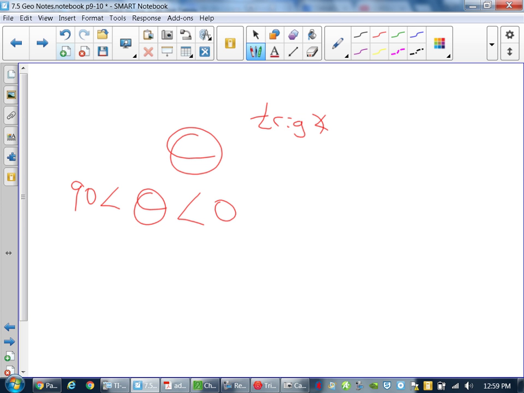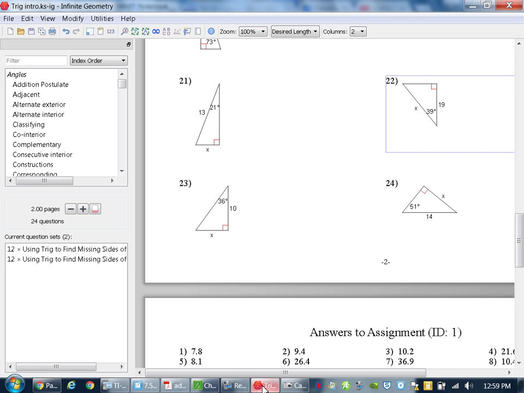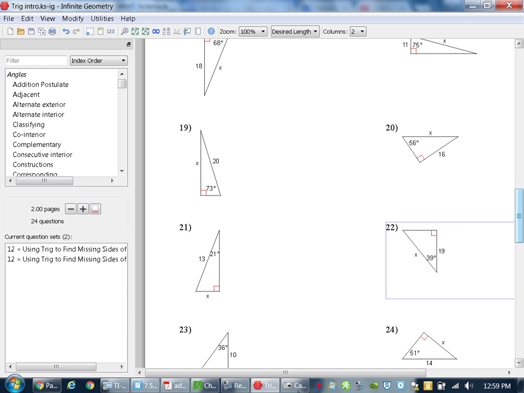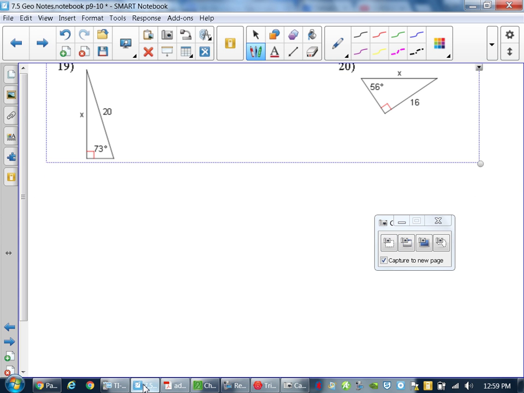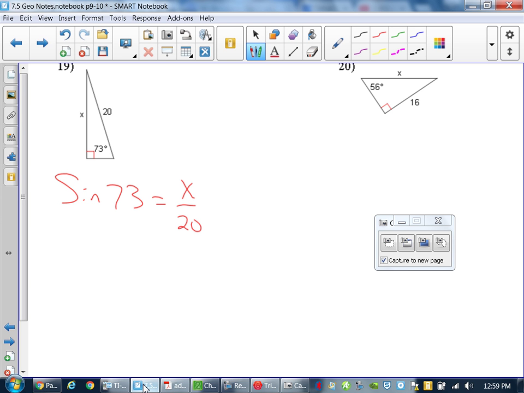Questions then? So I want you guys to do the following for the next 5-10 minutes or so. On your sheets, you already have everything written out. You've got all of your questions, like on 19 and 20, written out in terms of your trig function. Like on 19, you already have sine of 73 is x over 20. You have that.